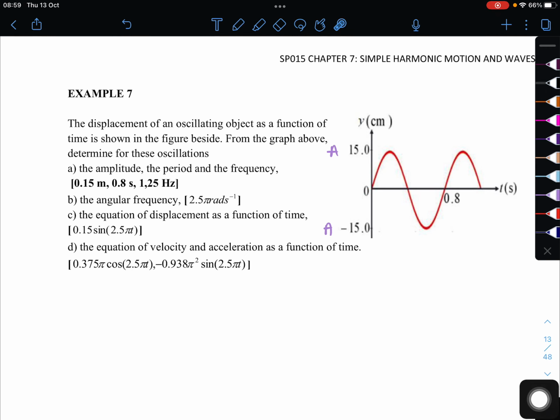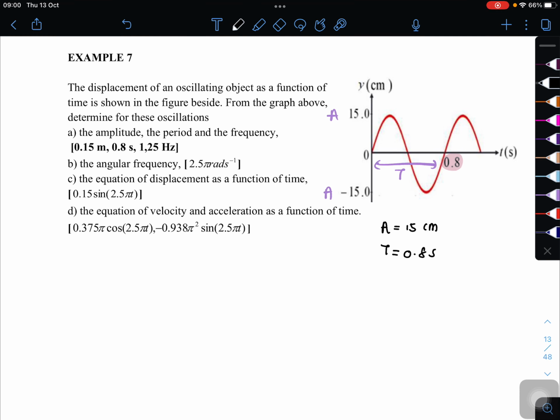So period is one complete cycle, the time taken for one complete cycle. So from here, starting there and then one complete cycle is to here. So this is the value for the period. The value for the period is 0.8 second. So we already have two values we can get. First is the amplitude, which is 15 centimeter. Second one is period, 0.8 second.